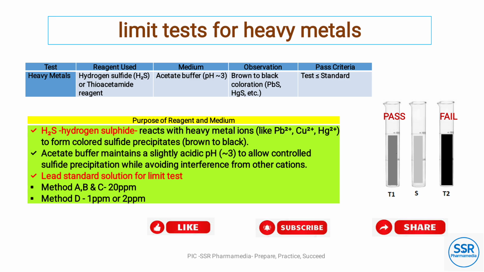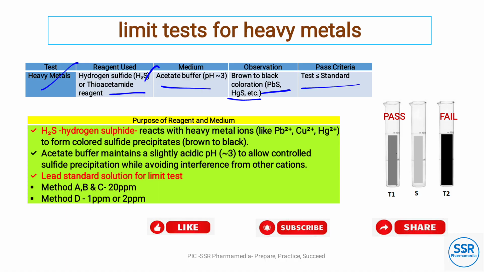Next, the limit test for heavy metal. For detecting the heavy metal impurities, you need the reagent hydrogen sulfide and thioacetamide reagent. The medium is acetate buffer, the pH is 3. Observations: brown or black coloration of precipitate is formed due to the formation of corresponding sulfides like lead sulfide or mercury sulfide, and the test color is less than that of the standard color.